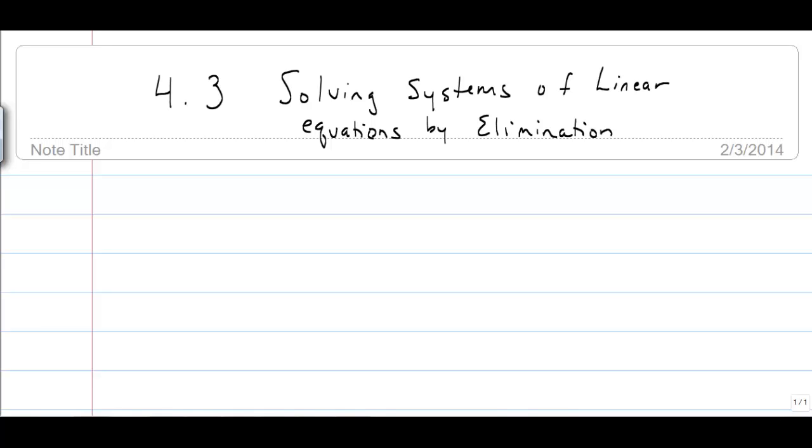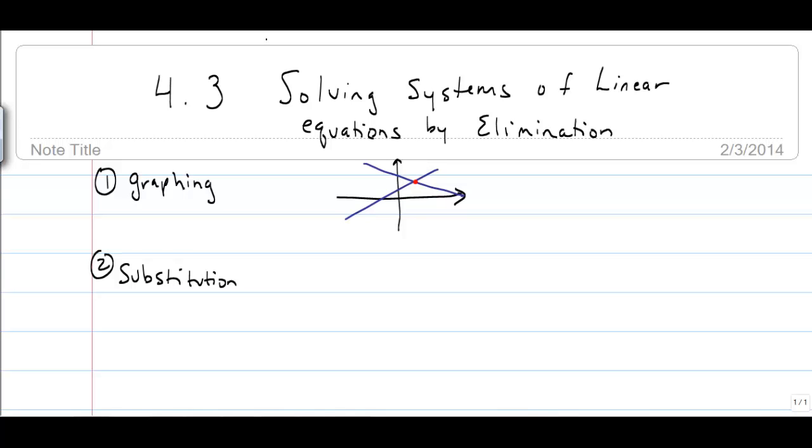What we're going to talk about in this lecture is solving systems of linear equations, but this time by elimination. Before I get started, I do want to ask you to pull your textbook out, because just like I would if we were in class, I will ask you to pause the video and work on some practice problems to make sure you're understanding what I'm discussing.